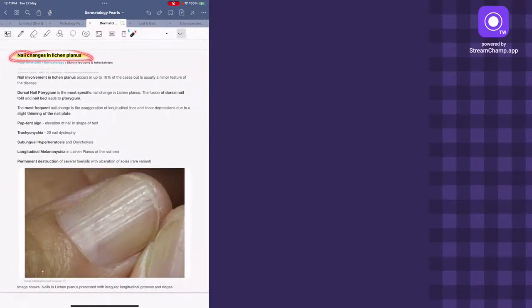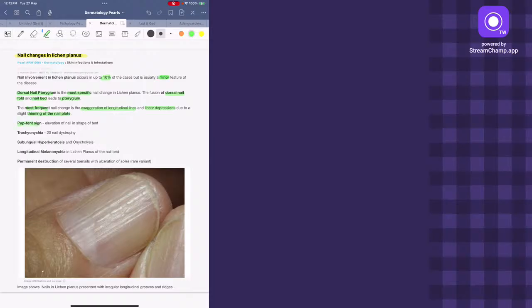Then we have nail changes in lichen planus. Nail involvement in lichen planus occurs in up to 10% of cases but is usually a minor feature of the disease. Dorsal nail pterygium is most specific. In lichen planus, the fusion of the dorsal nail fold and the nail bed leads to pterygium. The most frequent nail change is exaggeration of longitudinal lines and linear depressions due to thinning of the nail plate.